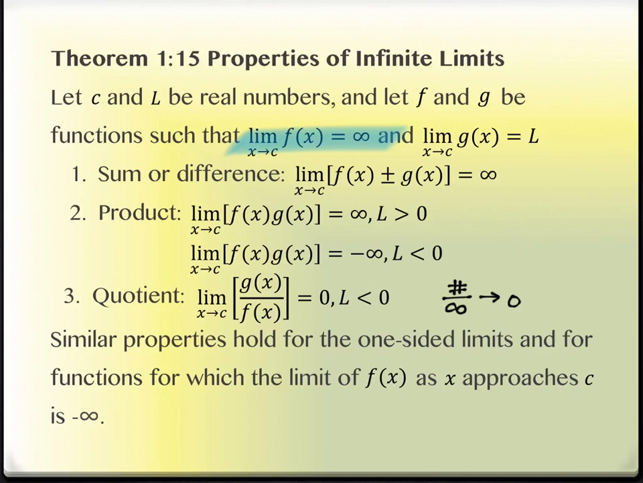Similar properties will hold for one-sided limits and for functions for which the limit of f of x as x approaches c is negative infinity. So we're not going to write this statement all out again and just change the limit that's in blue to say negative infinity and show what happens. It's a similar argument and it's going to almost look identical. There's just going to be a sign difference on things.